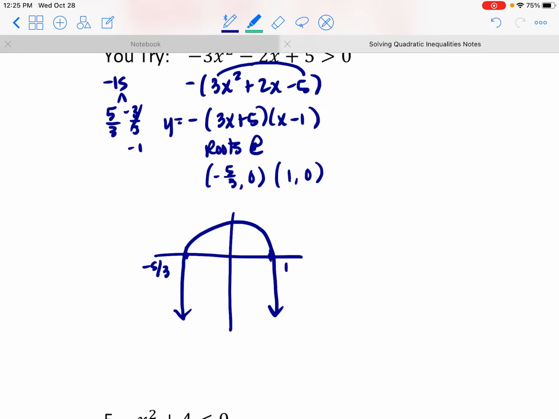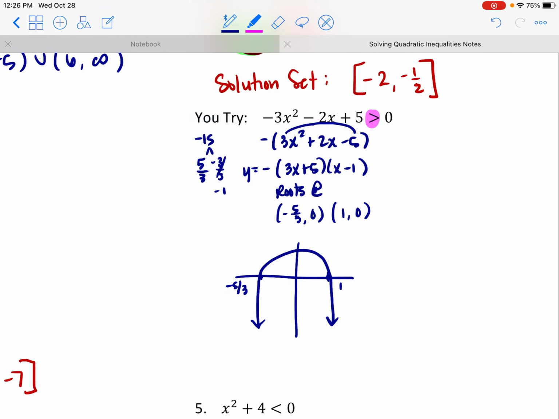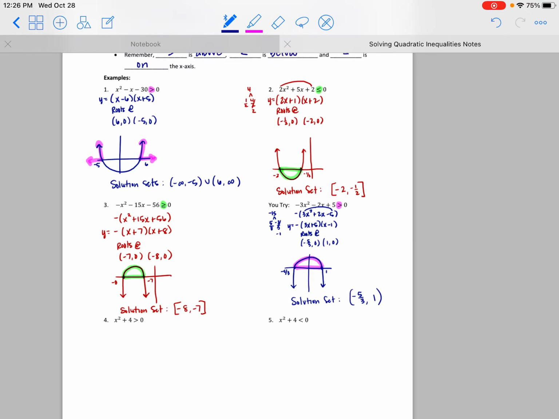So now the question is, what color did I use over there? Where is this? Just above the x-axis. Above the x-axis is that interval there, not on, just above. So we're looking at these x values. So our solution set goes from negative 5/3 to positive 1 and will not include those intercepts because we just want to be above the x-axis. Okay? So now that we've got that established, let's see.